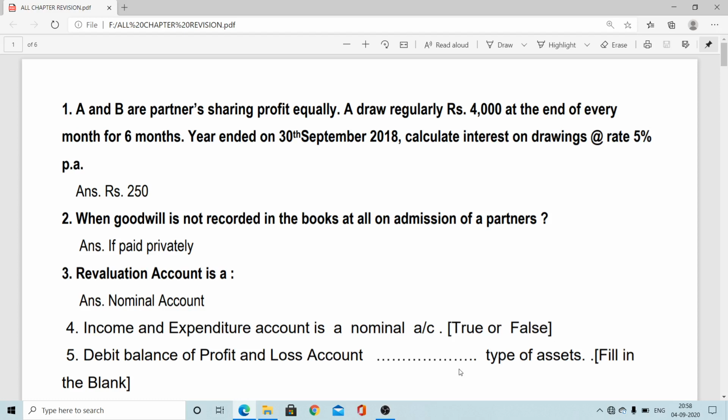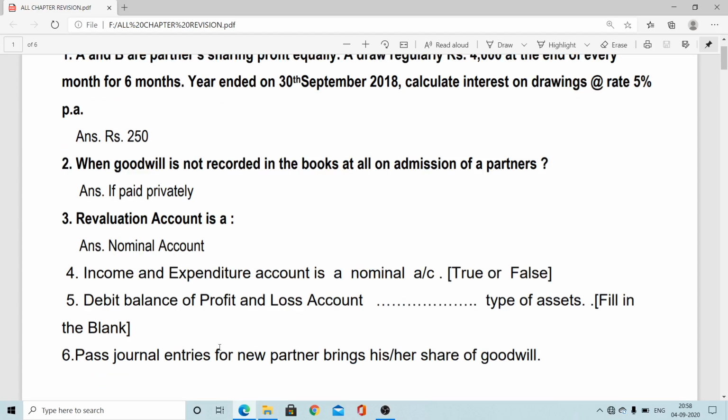Fictitious means it is not real. Sometimes we have seen in movies, at the beginning, that all characters are fictitious in nature, meaning we cannot compare them with reality. In the same way, in case of the debit balance of profit and loss account, it is not a real asset, it is a fictitious asset. So that is the fill in the blanks type we have to consider in this examination.